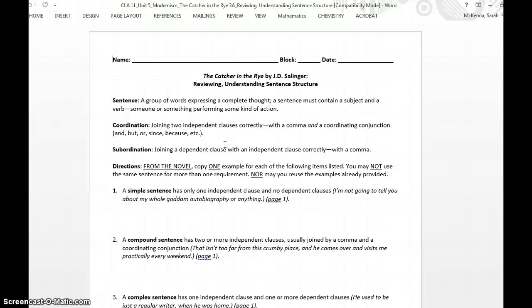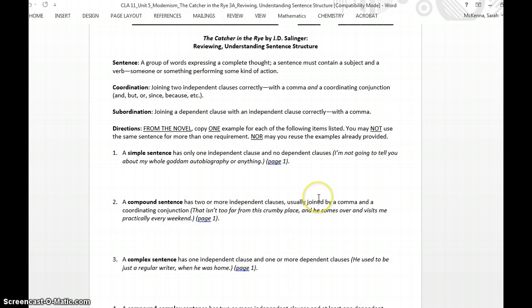So if you look at number 1, I'm looking for a simple sentence. Again, a simple sentence has someone or something doing something. In this case, I give you the example of a simple sentence has only one independent clause and no dependent clauses. So one of the examples from page 1 says, "I'm not going to tell you about my whole goddamn autobiography or anything." So Holden just simply tells us what he's not going to do.